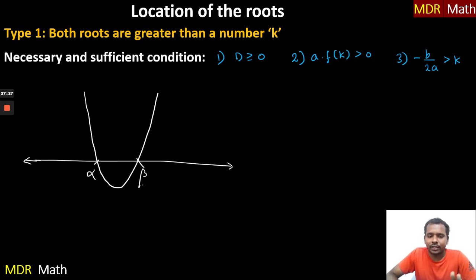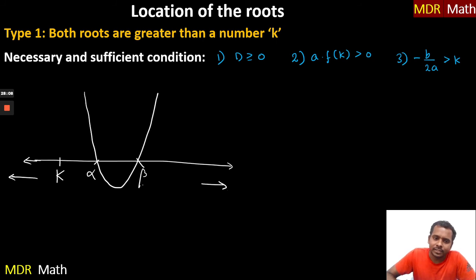Now what is the case we are dealing with here? Both the roots are greater than a number k. On the x-axis, this is the positive side and this is the negative side. The values on the x-axis decrease leftwards and increase rightwards. So now your k must lie here. Alpha and beta are the roots of this given equation, and this is your k. K must be less than both alpha and beta, or alpha and beta are greater than k.